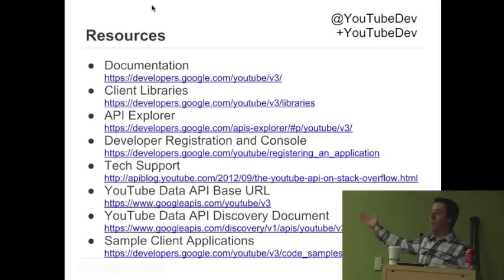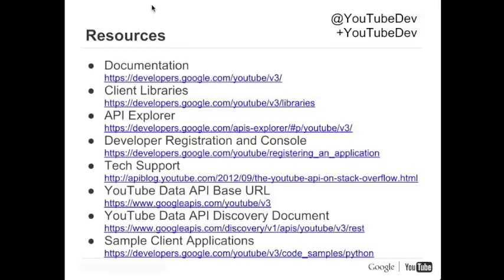The API itself is served from googleapis.com/youtube/v3. The discovery document that I talked to you about, where you can read the schema, both human readable and machine readable, and the client applications.